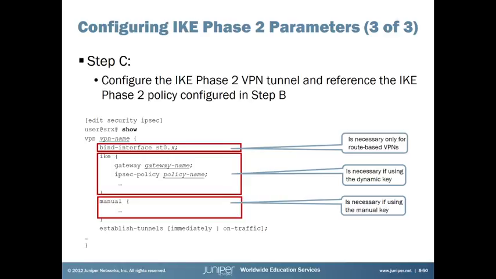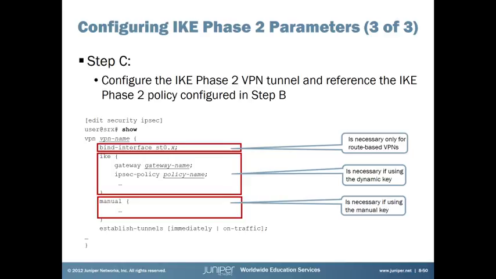And this is for the route-based. We have to reference this interface, bind interface ST0. Now, ST0 is a logical interface which is predefined within the operating system. So you don't have to define it. It's already created within the Junos operating system. All you have to do is reference it under your VPN and use the bind interface configuration parameter for that particular interface.